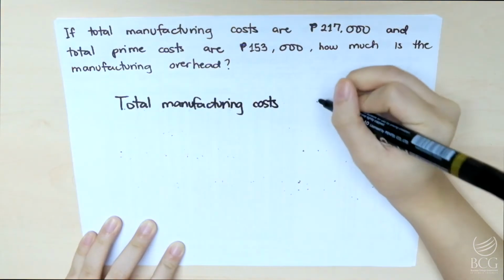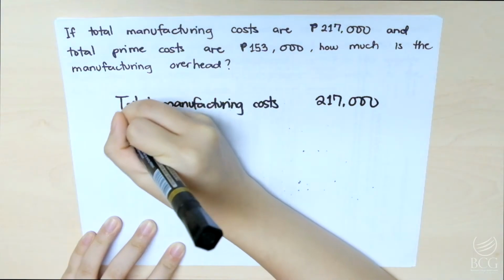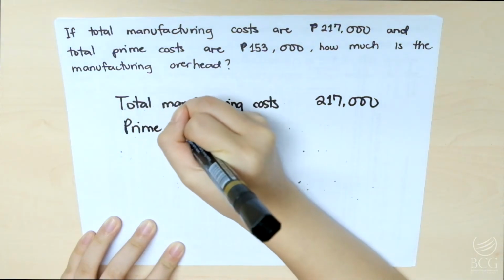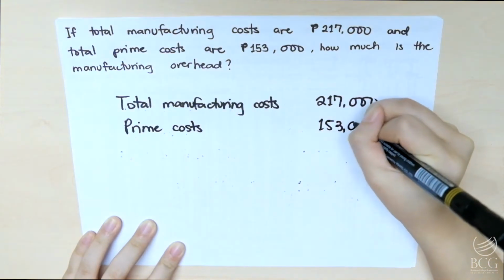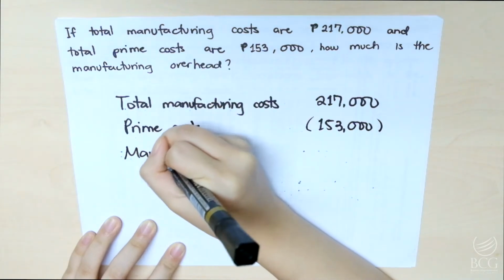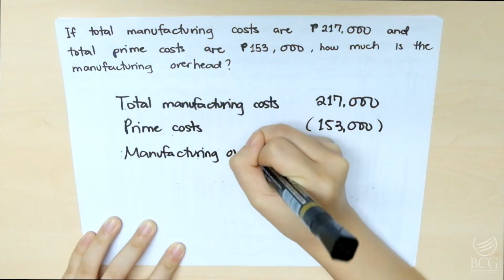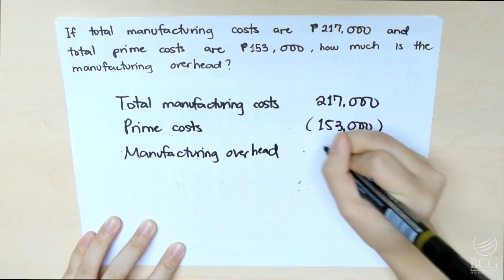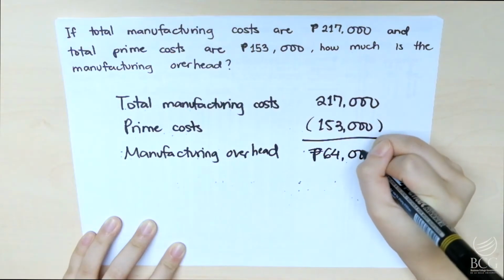So total manufacturing costs is 217,000, while prime costs are 153,000. So the manufacturing overhead will be 64,000 pesos.